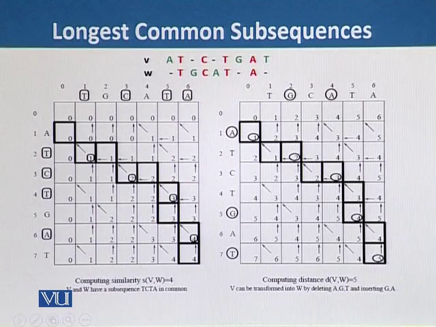So we will see the same pattern or solution by using the edit graph. These are 2 edit graphs. In the first edit graph, we will compute the similarity. And we know that the similarity S(V,W) that we have already calculated is 4. And we know that V and W have a common subsequence, TCTA, that is T, C, T and A. So these sequences are present in both of the strings V and W.